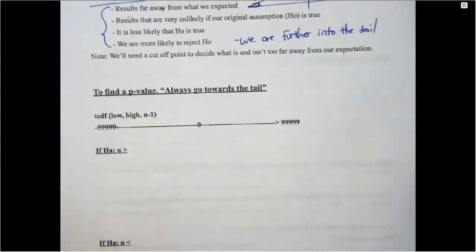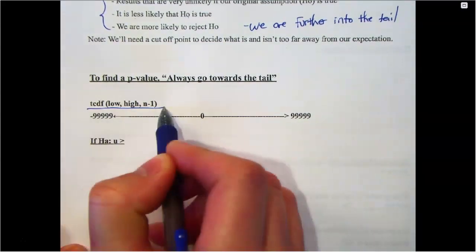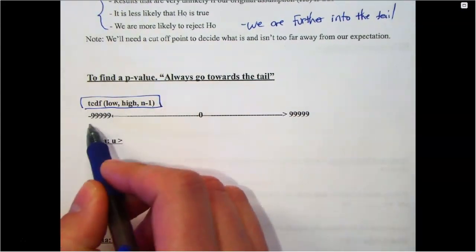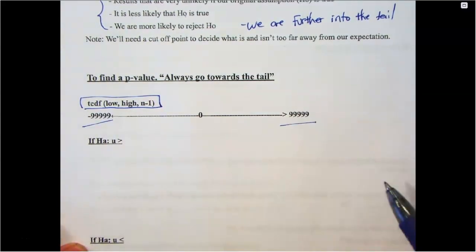So to find the p-value, you always go toward the tail, and there are kind of 4 different situations that come up. This is your general formula, and this is just supposed to represent a number line, with negative 99999 over there, and 99999 over there.